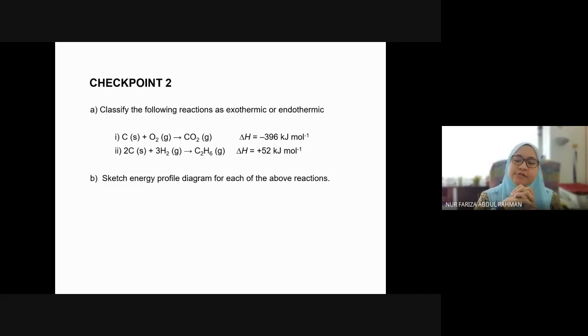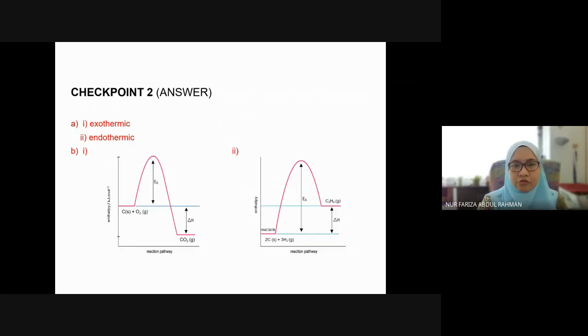Okay, alright. So let's go through the answer. Sketch energy profile diagram for each of the above reactions. So this is how you should draw your energy profile diagram. Usually 3 marks will be awarded for the complete energy profile diagram. The first mark will be for the axis. If both are correct, you get 1 mark. And then the correct shape of the graph. Shape means whether it is exothermic or endothermic.